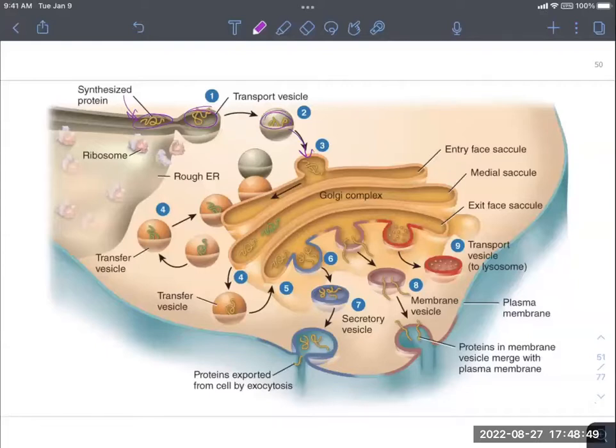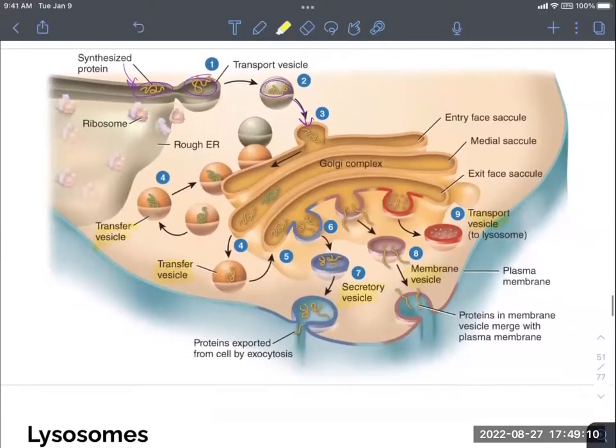They get put into different kinds of vesicles. They could be put into a transfer vesicle. They could be put into a secretory vesicle, a membrane vesicle, or a transport vesicle. Different proteins go to different places depending on where they are needed and what they mature into.